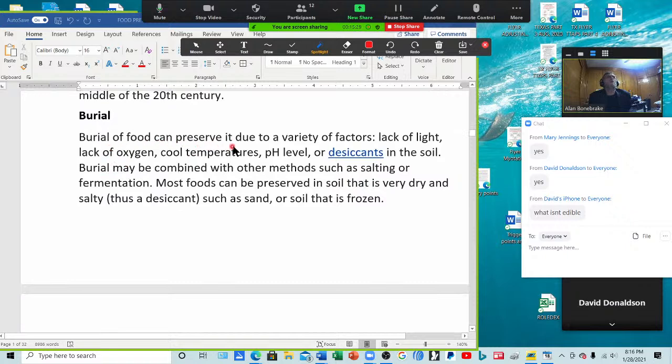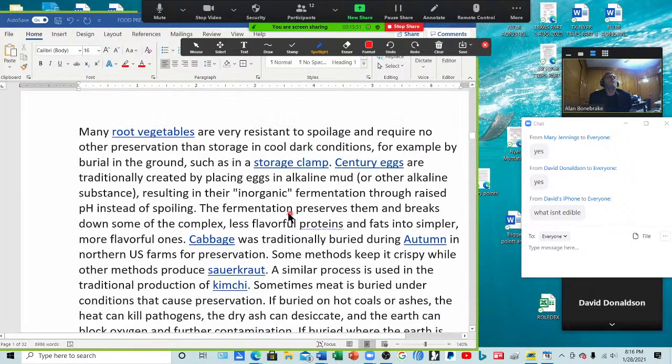Burial of food can preserve it due to a variety of factors: lack of light, lack of oxygen, cool temperatures, pH level, or desiccants in the soil. Burial may be combined with other methods such as salting or fermentation. Most foods can be preserved in soil that is very dry and salty, thus a desiccant, such as sand or soil that is frozen. Many root vegetables are very resistant to spoilage and require no other preservation than storage in cool, dark conditions, for example, by burial in the ground, such as in a storage clamp.